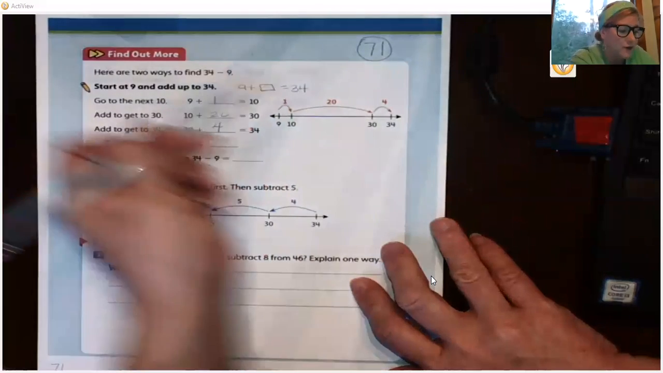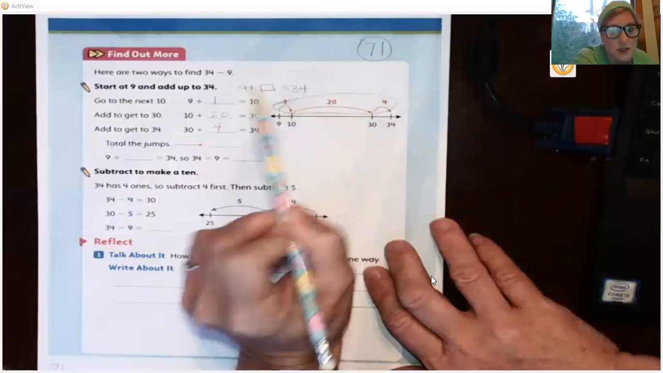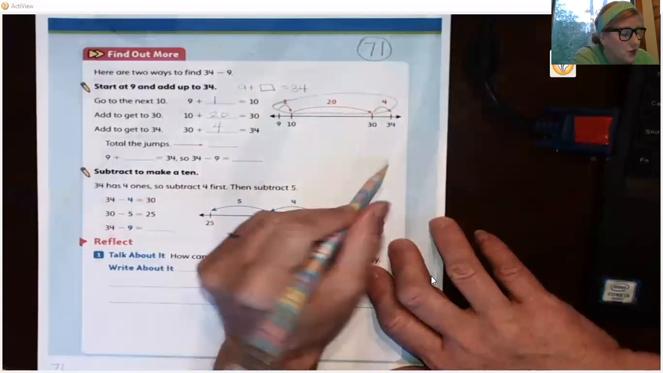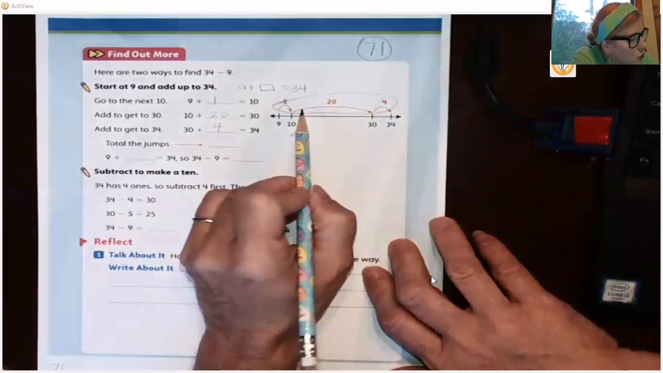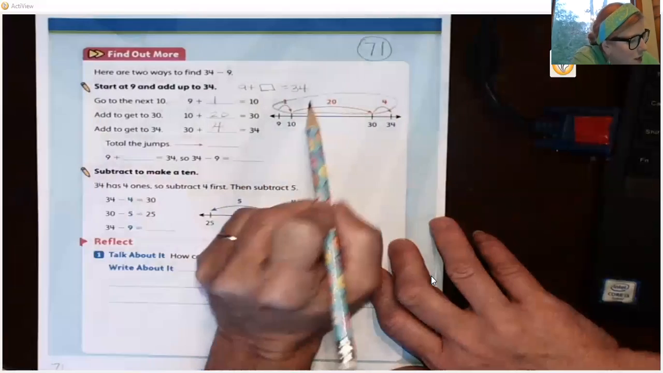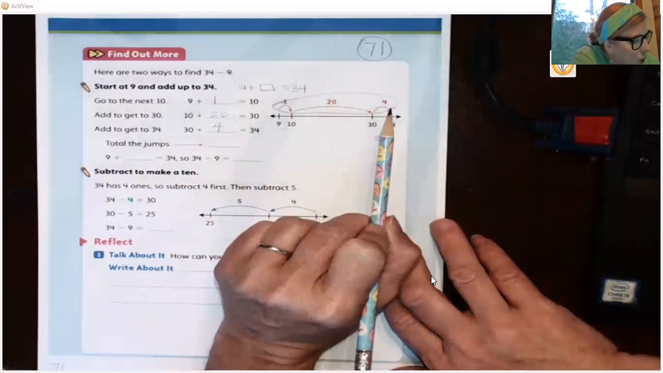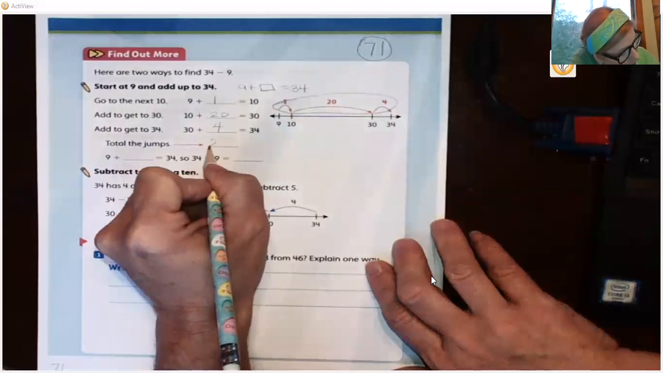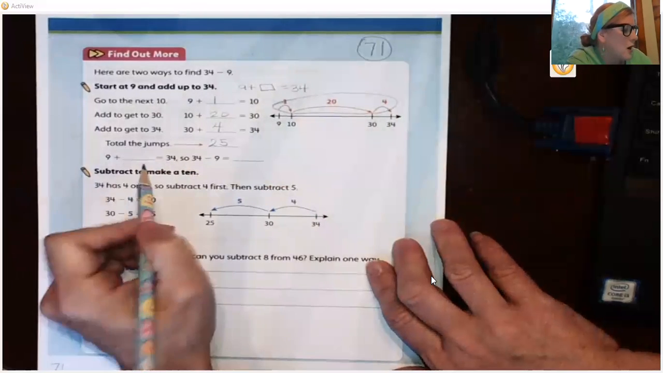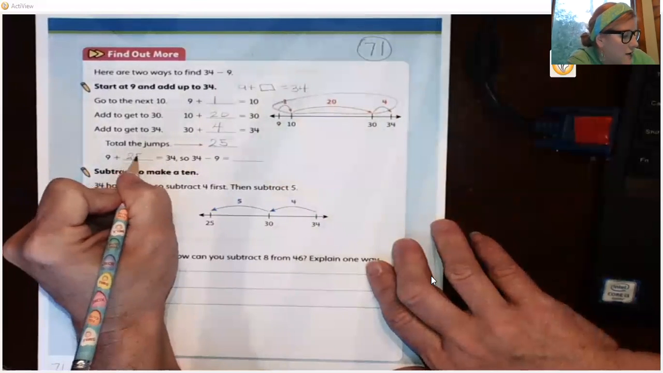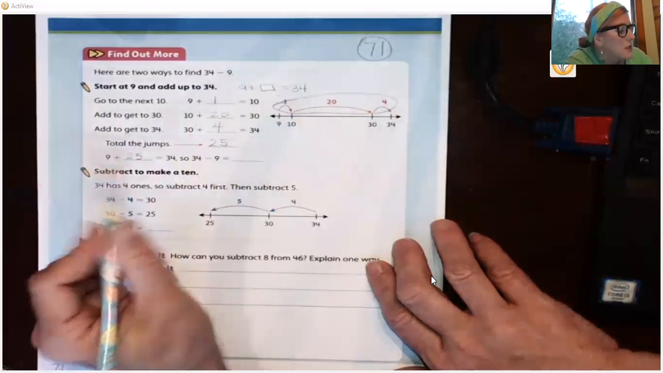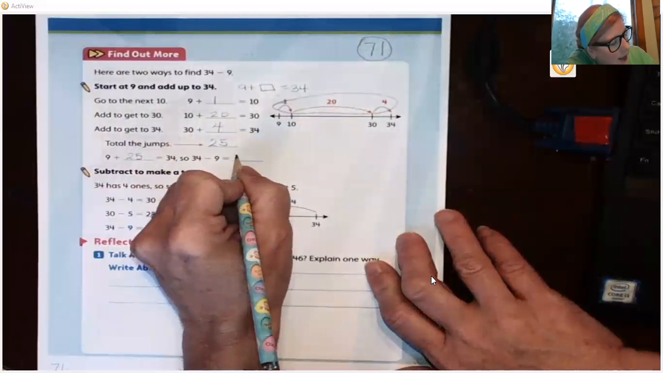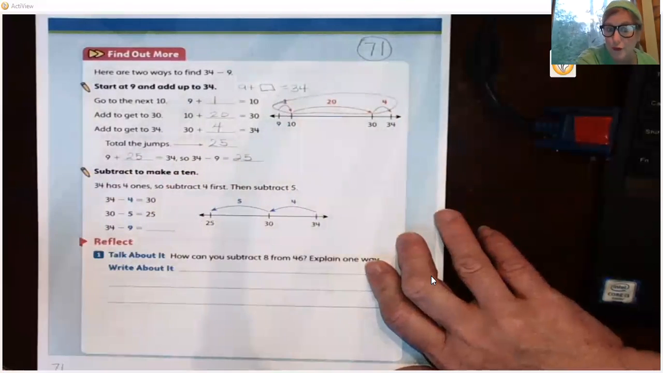But then you have to total the jumps like we talked about yesterday, because 34 is not the answer. We already have 34. So we total them up. And we have 1 plus 20 plus 4, which is 25 once again. And so 9 plus 25 equals 34, just like our equation. So 34 minus 9 equals 25. There we go. 25 again. Check.